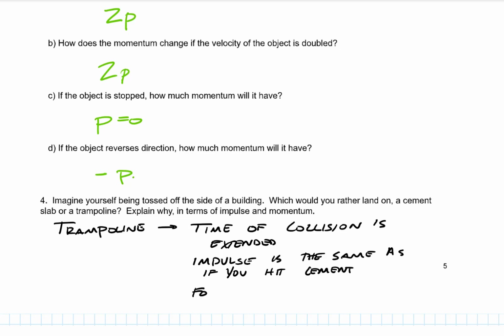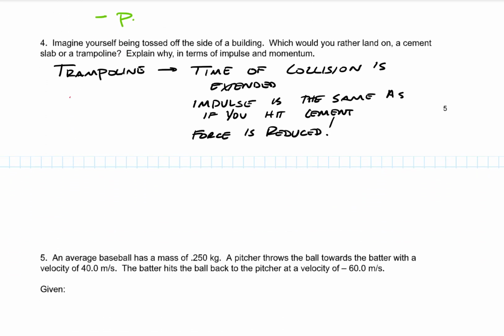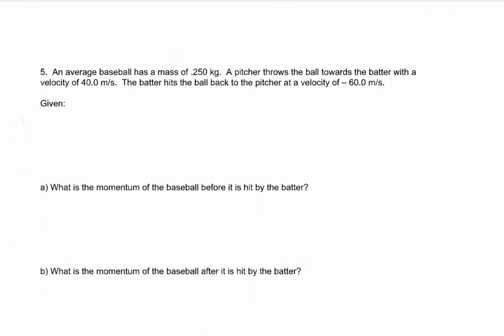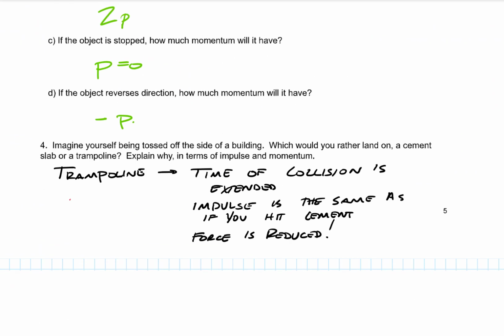You're going from moving to stopping. So in either case, you have the same impulse. But on the trampoline, you have a longer time for the collision. So the force on this object is reduced. It gets smaller because of that. Sorry, and that's why you want to land on the trampoline. It has less force. It's better for you.